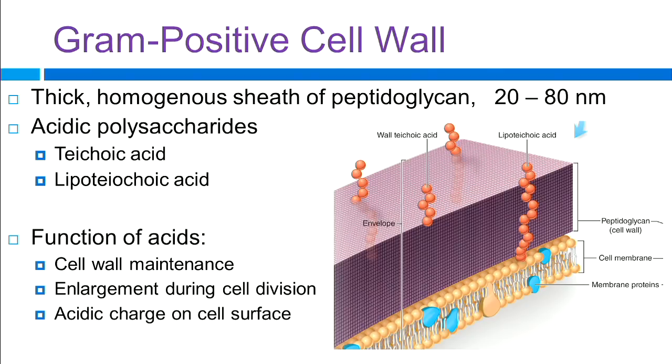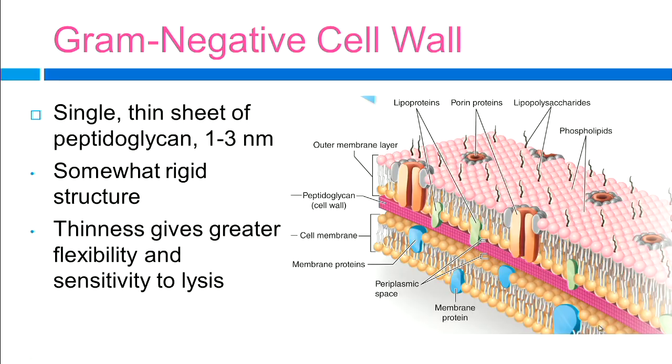Okay, so more details about the cell wall for gram-positive. It's really thick. You do not need to know these numbers, but it just gives you a reference. It's like 20 to 80 nanometers. It's got acidic polysaccharides, things like teichoic acid or lipoteichoic acid, that are embedded within all these peptidoglycan proteins. So those acids are important. They help maintain your cell wall, and help them enlarge quickly for cell division. And they provide this acidic charge on the cell surface, which helps when they're attaching in your body.